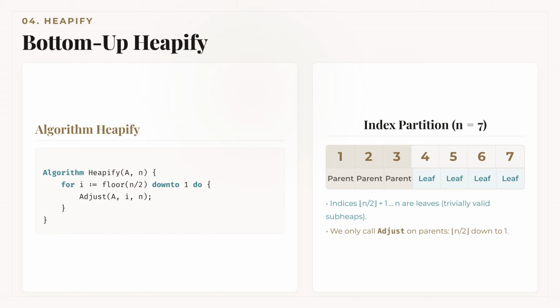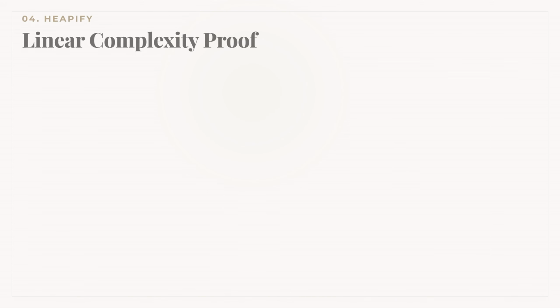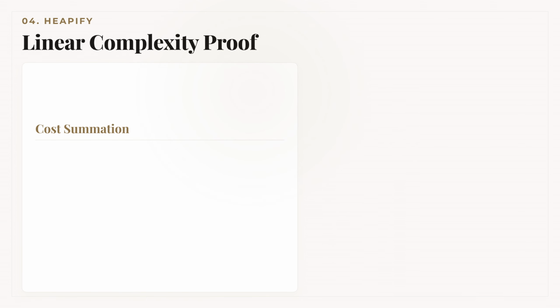A common question is why this bottom-up heapification runs in linear time rather than n log n. The mathematical proof is elegant. The number of nodes at any given height h in a complete binary tree is at most the ceiling of n divided by 2 raised to the power h plus 1. The time required to run the adjust procedure on a node at height h is proportional to its height.